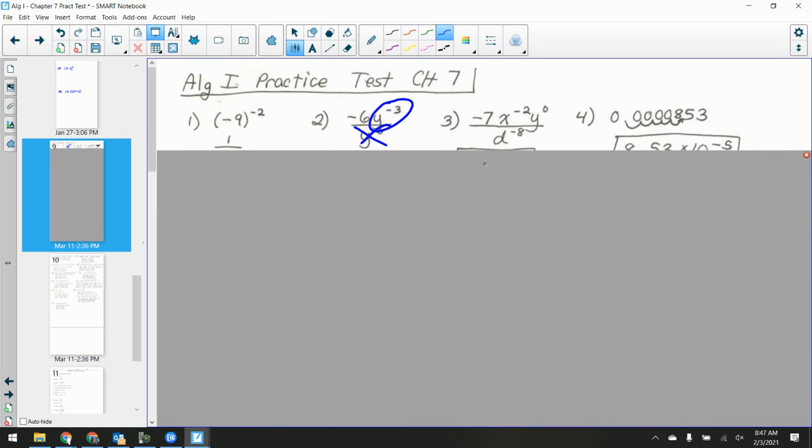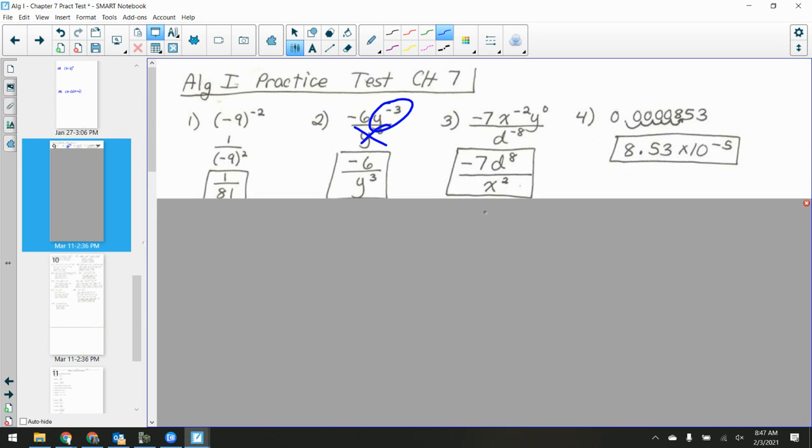Number 3 here, Alex, what'd you get for 3? 3 to the 8 over 7x to the second. Okay, the 7 stays on top because it stays negative. The only time you would ever move it is if it was a negative exponent, not a negative number. Does that make sense? Just like that -6 stayed in number 2, the -7 has to stay in number 3. So the -8 stays -8? Or does it? No, it becomes positive. It moves to the top and becomes positive.